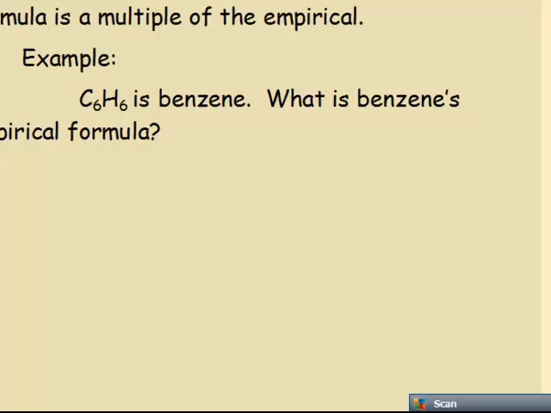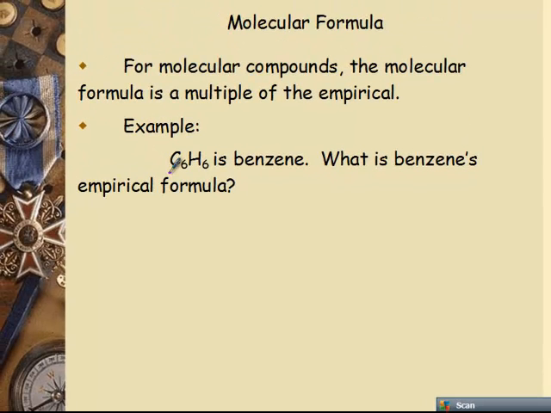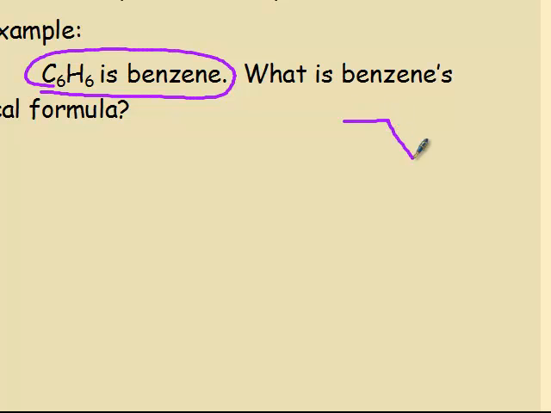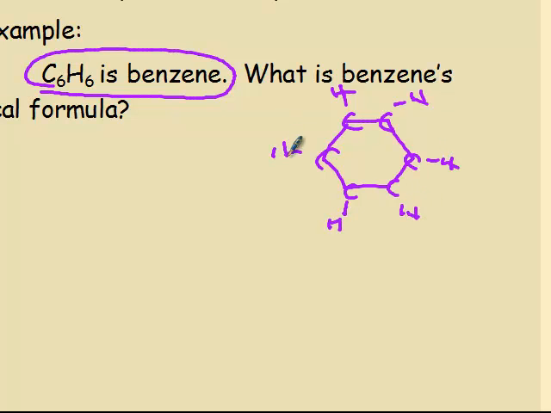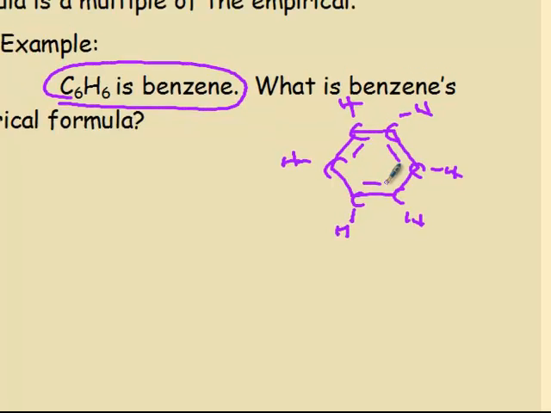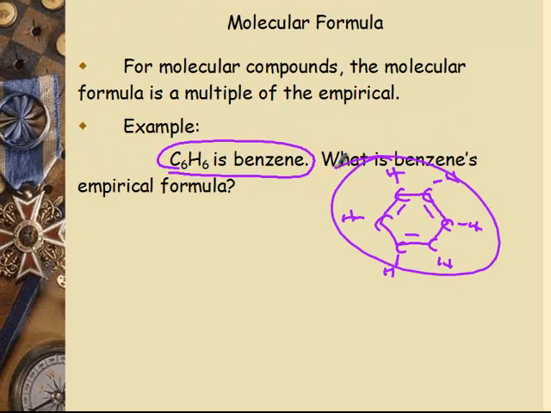Next page, let's go. There we go. All right, so for molecular formulas, the molecular formula is a multiple of the empirical. For example, benzene. Benzene is another organic substance. Notice molecules, nonmetals bonded together covalently. We have a 6 to 6 mole ratio for benzene. Benzene is in a ring like this with carbons, and then each carbon has a hydrogen. And then there's an alternating double and single bond. So you need to know that? Absolutely not.